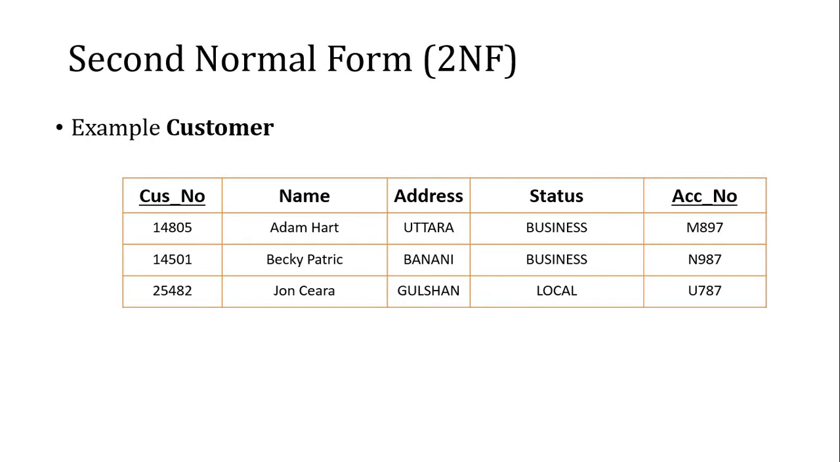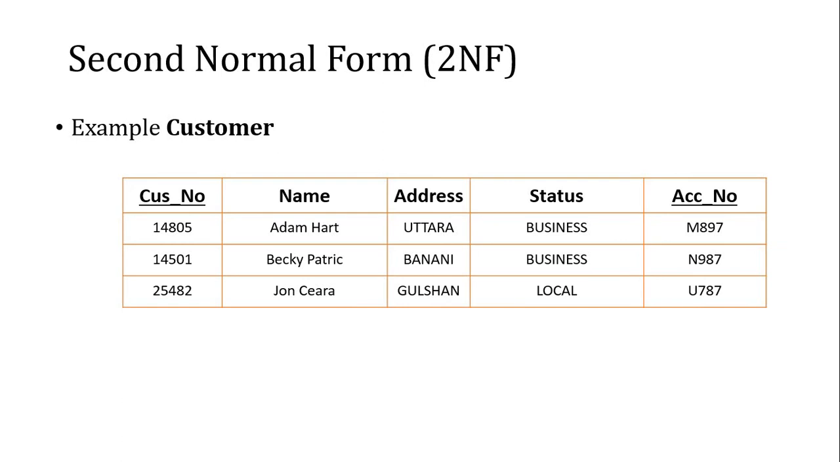But now, as it is in first normal form, we'll check the rules of the second normal form. In the second normal form, it is said that non-key attributes are fully functionally dependent on the primary key, so there should be no partial dependency. The non-key attributes here are customer name, address, and status. The key attributes are customer no. and account no. These two are primary keys.